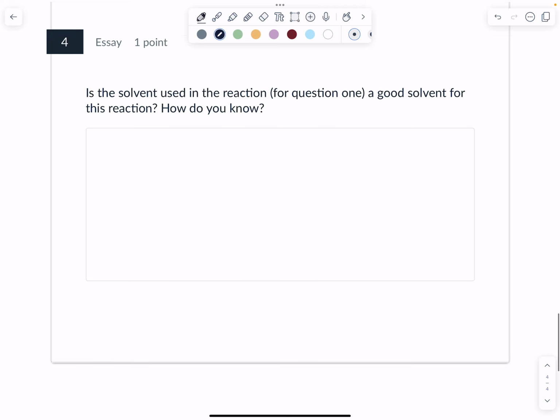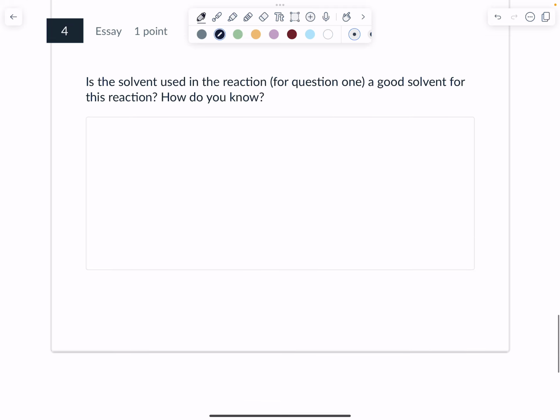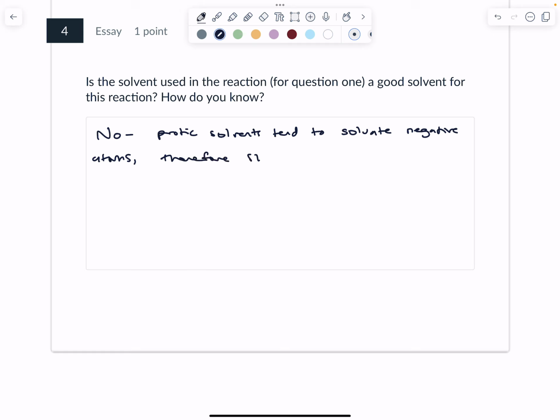And the last question, is the solvent used in the reaction for question 1 a good solvent for the reaction, and how do you know? So no, this is not a good solvent because protic solvents tend to solvate negative atoms, therefore slowing down the reaction. Now, if you said no, protic solvents aren't good for SN2, I'll give you 1 point for that.